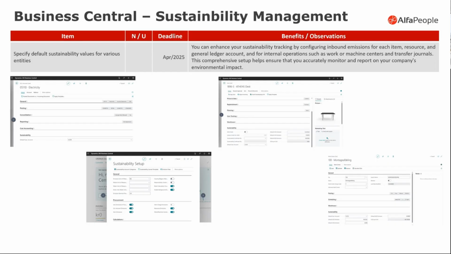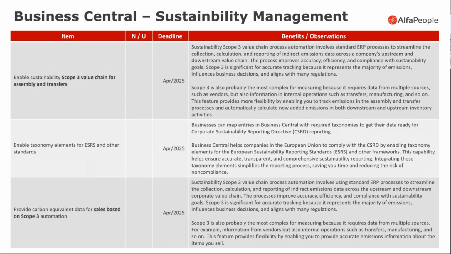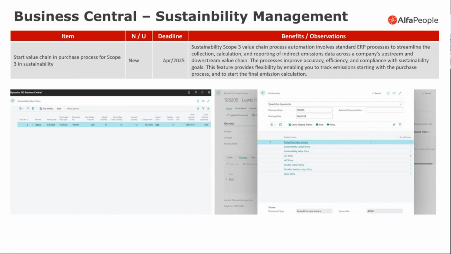If we go through them, the quick overview here is that you now have the possibility to do scope 3 sustainability management with assembly and transfers, and also for sales. These are the most important ones. And again, also here, scope 3 in the purchase process, to be able to monitor these and calculate these.